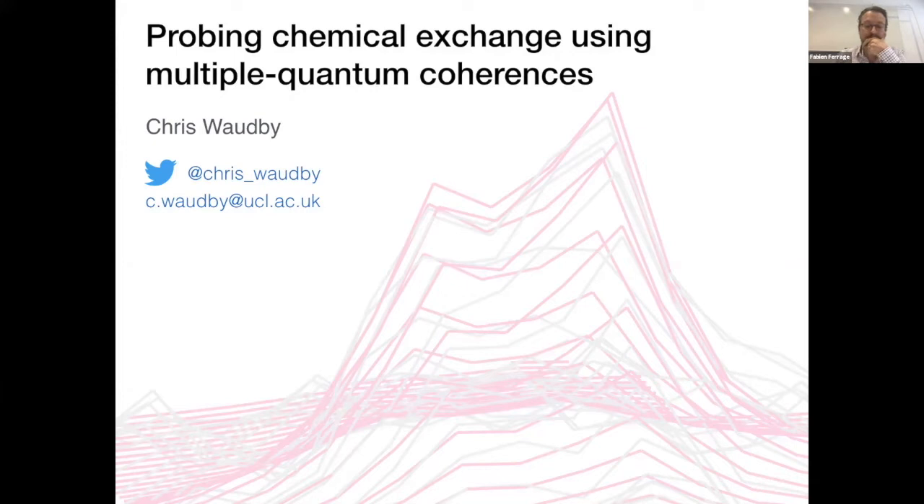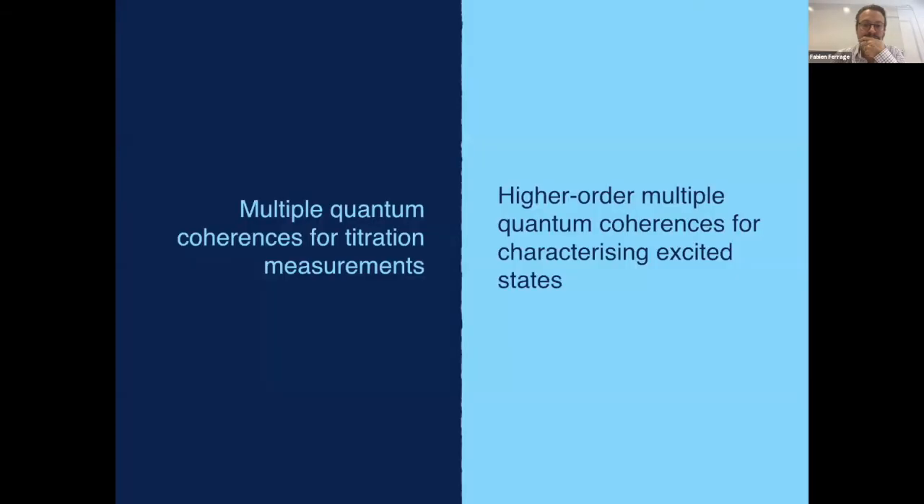So I want to follow on from Fabian to discuss ways that we can probe chemical exchange, to think about dynamics, particularly in slower timescales, involving titrations and molecular interactions and the formation of intermediate states, relaxation dispersion, STAR measurements. So there's going to be two sections to my talk here, but the thread between them is how we can use various sets of multiple quantum coherences to improve our measurements.